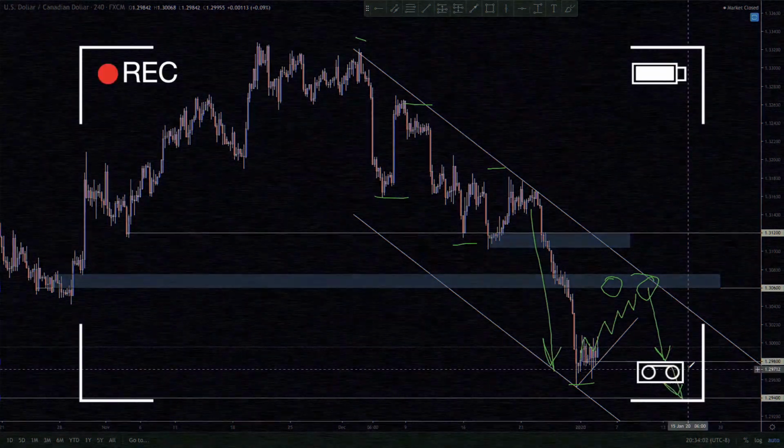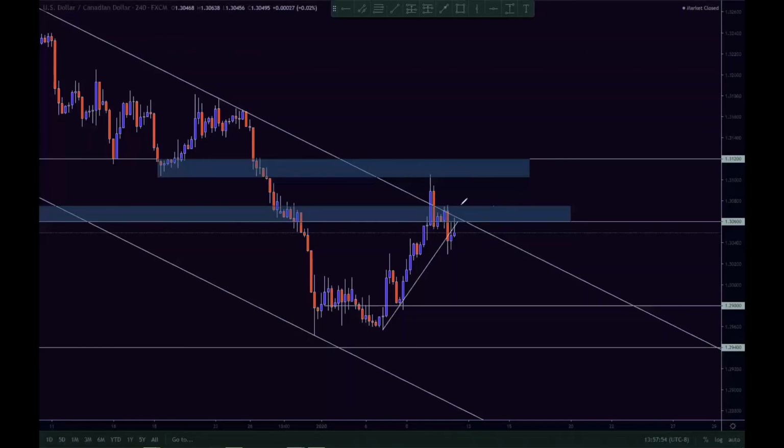Just like we expected last week, the price came up to retest the zone at 1.306. We also created a very nice rejection from this level. And I'm going to look for bearish setups to targets at 1.298 and also at 1.294.